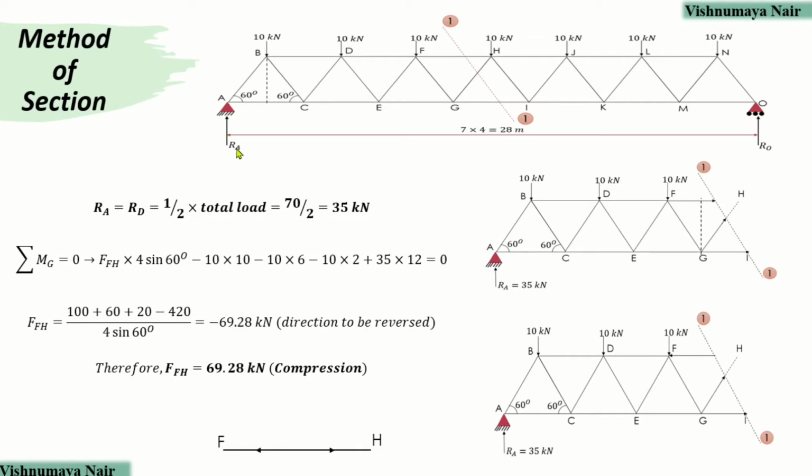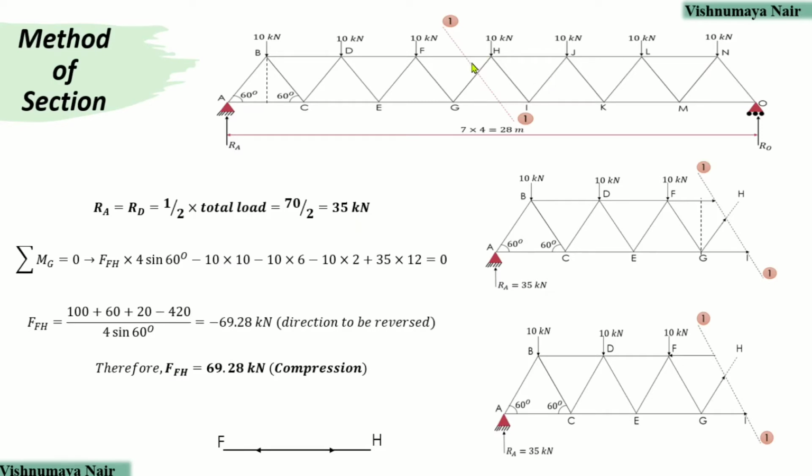First of all, let's find out the reactions RA and RO due to hinge and roller supports at the joints A and O. Looking at this, we can understand that RA and RO will be equal to half the total load so as to maintain the equilibrium. Now, the total load will be equal to 10 into 7, which is equal to 70. So, RA and RO will be equal to 70 by 2, which is equal to 35 kilonewton each.